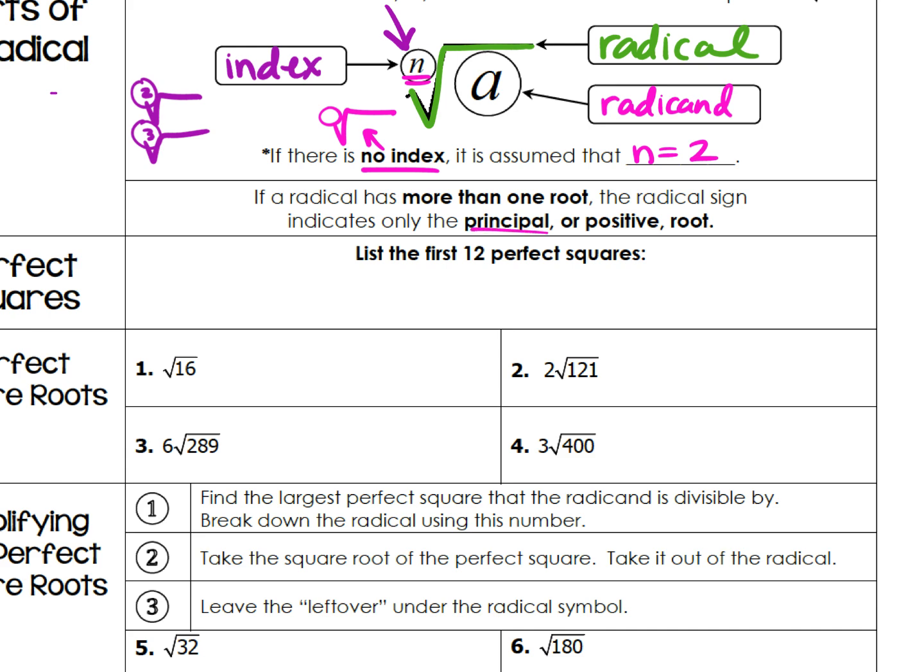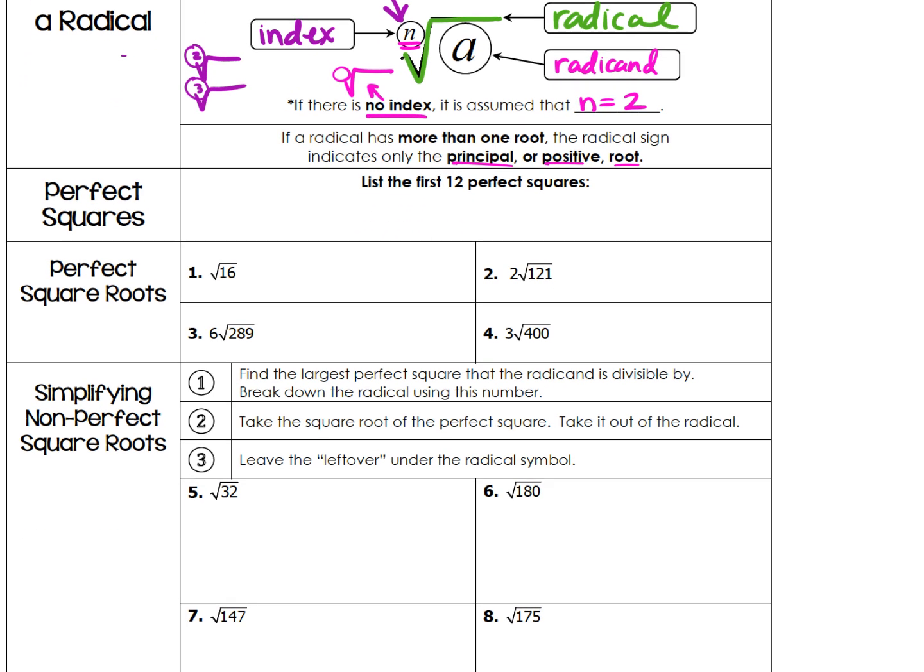So we're going to be living in the positive root for these. We're going to be talking about the principal root. That's going to be the positive one. Remember, the square root of 4 could be -4 or +4. We're going to be just dealing with the positives of these, okay? So a +4, yeah, the positive number is what we're working with.